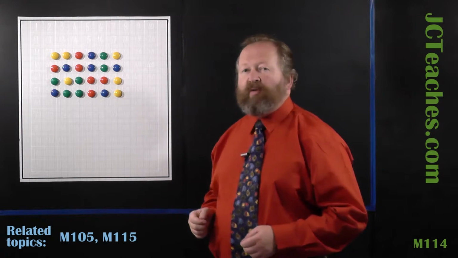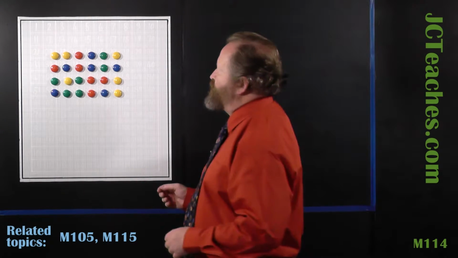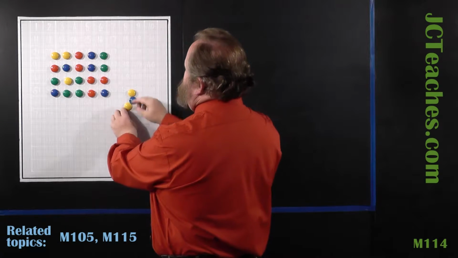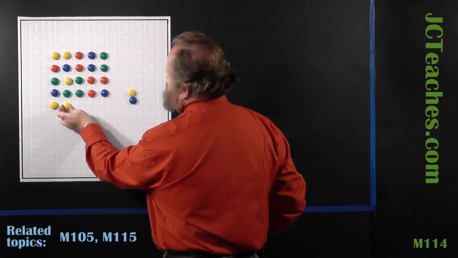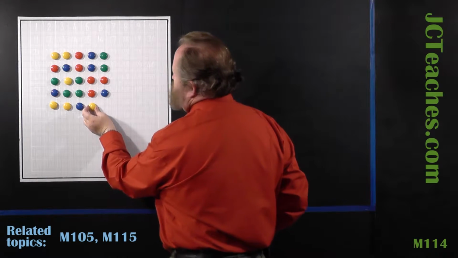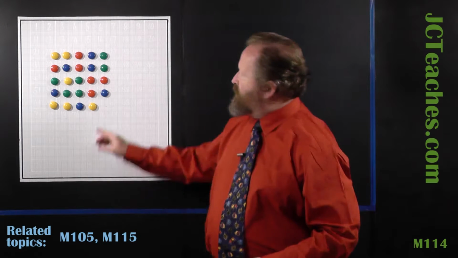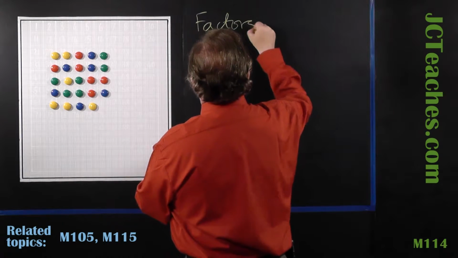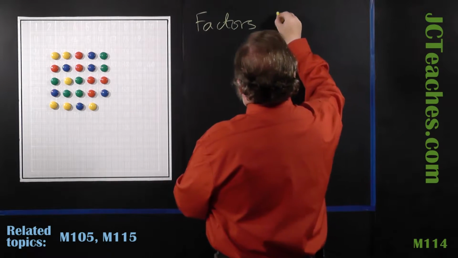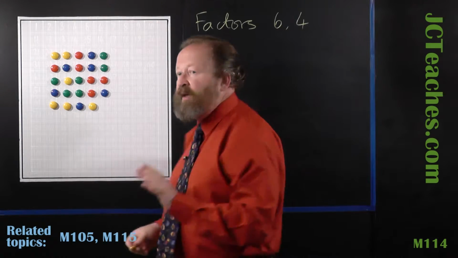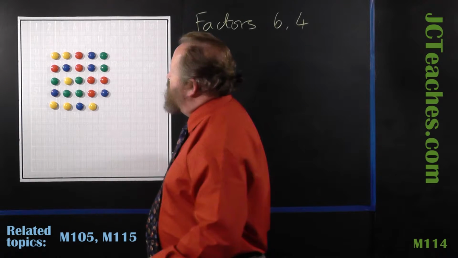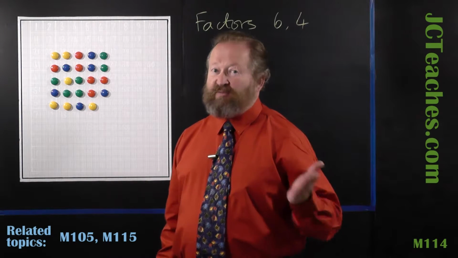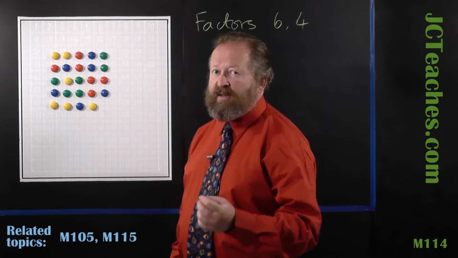That goes into 24. We could try 5 to see if that works. Okay, so we need to take these off. Those are 5. Can we make another row with the leftover ones? Well, no, we can't. There's a gap in the corner, so 5 is not a factor of 24. So the factors that we have discovered are 6 and 4, not 5. Okay, 4, 5, 6. We haven't tried 3, so let's see if 3 is a factor of 24.